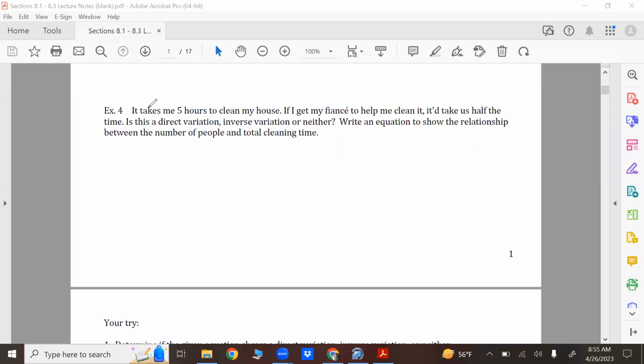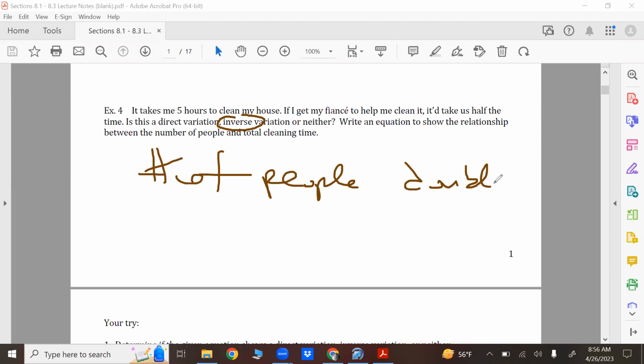But it takes me 5 hours to clean my house. If I get my fiance to help me clean it, it takes us half the time. Is this direct variation or inverse variation or neither? It's going to be inverse. Right, exactly, because the number of people doubled, but the time to do the job was halved.